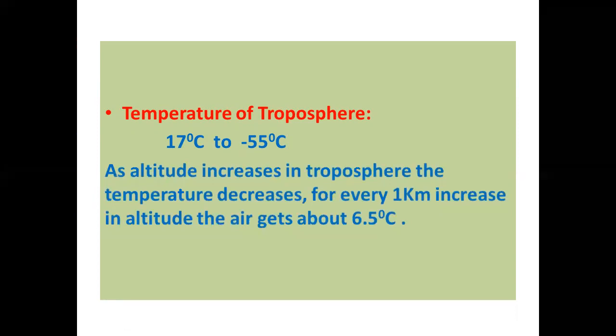For every 1 kilometer increase in altitude, the air gets cooler. How much? 6.5 degrees Celsius. The air gets cooler by 6.5 degrees centigrade, meaning the temperature decreases. For 1 kilometer, the decrease in temperature is 6.5 degrees centigrade. I forgot to mention here, in altitude, the air gets cooler by about 6.5 degrees centigrade.